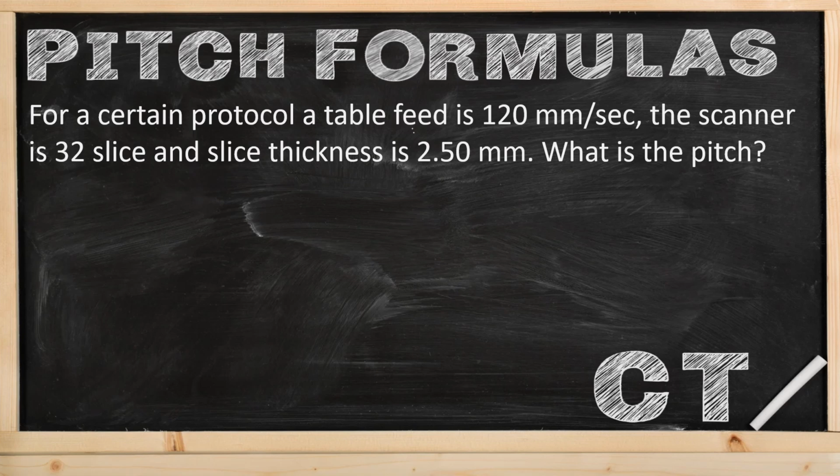Problem number 3. For a certain protocol, a table feed is 120 millimeters per second. The scanner is 32 slice and slice thickness is 2.50 millimeters. What is the pitch? It may be beneficial for you to pause this video, solve the problem. Once you have completed the problem, continue the video to check your answer.